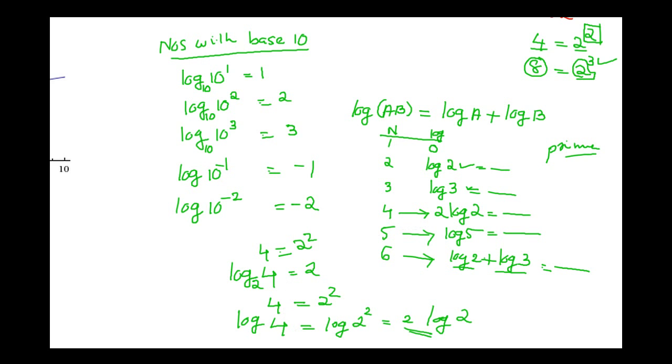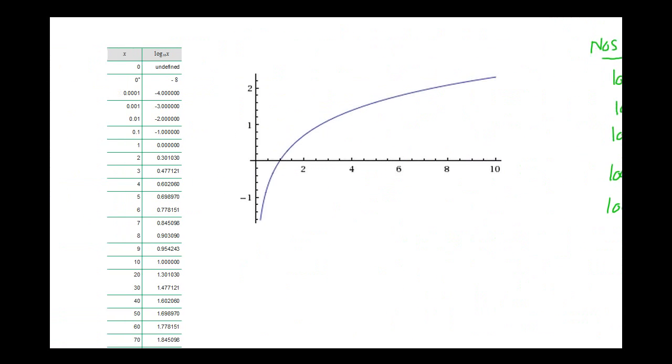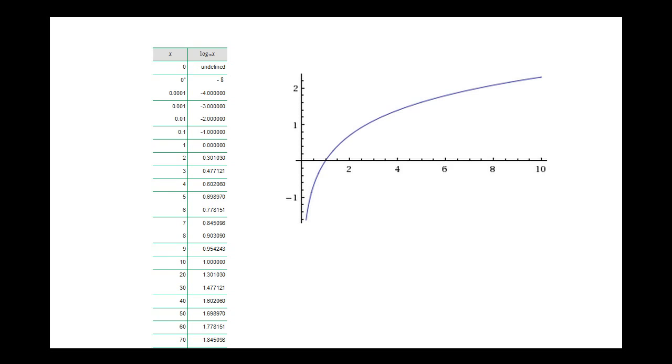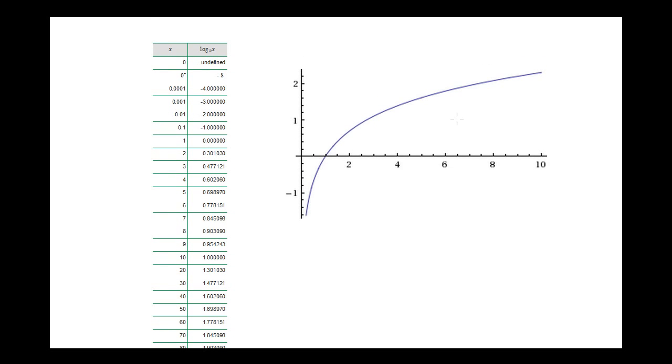Now, there is a table here. I have provided a table of logarithms against various numbers. So these are the various numbers. Here x is provided, so the various numbers are provided. On the other side, their logarithms are provided. Now let's understand this.